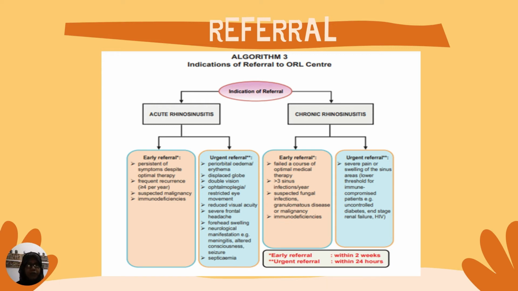For chronic rhinosinusitis, early referral is actually almost the same: when they fail optimal medical therapy, when they have more than three sinus infections in a year, if you suspect malignancy or fungal infection, or patients who have immunodeficiency problems. When I say early referral, it basically means that the appointment given by ENT should be within 2 weeks. For urgent referral in chronic rhinosinusitis, again, if you suspect complication. Urgent means within 24 hours, ENT should be seeing the patient.